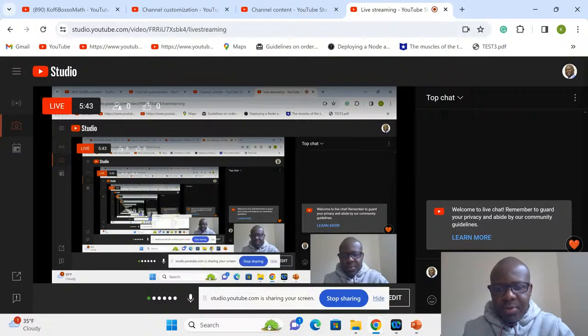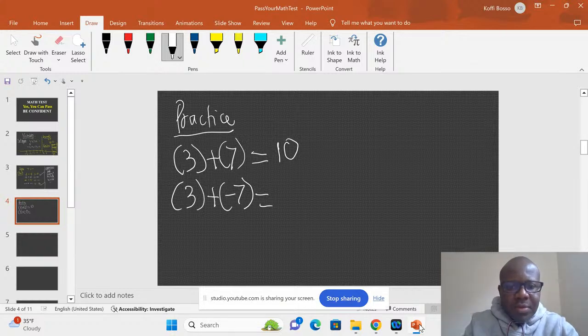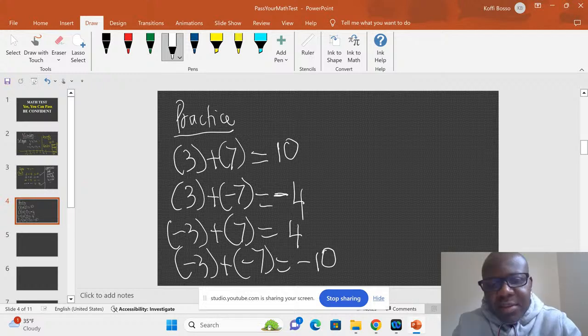If I have 3 plus negative 7, that will be negative 4. If I have negative 3 plus 7, that will give me 4. If I have negative 3 plus negative 7, that is negative 10. Let's explain it. This one is fine, everyone can understand it: 3 plus 7 is 10.